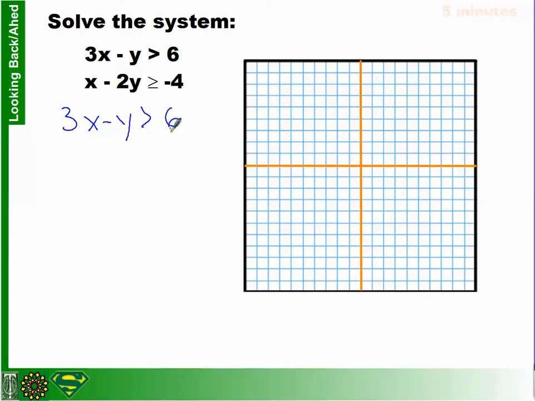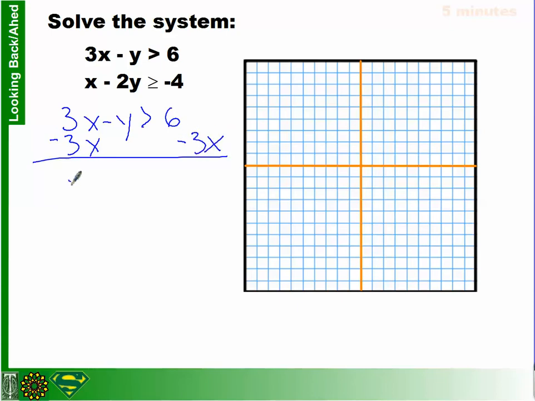Now I have two options. I can either solve this inequality for y and graph it using its y-intercept and its slope, or I can plug in values for x and find what the y is equal to. For this first equation, I'm going to solve it for y and graph it using the y-intercept and the slope. My second equation, I'm going to graph by plotting points, so that you have both ways you can do this. So to solve for y, the first thing I'm going to do is subtract 3x from both sides.